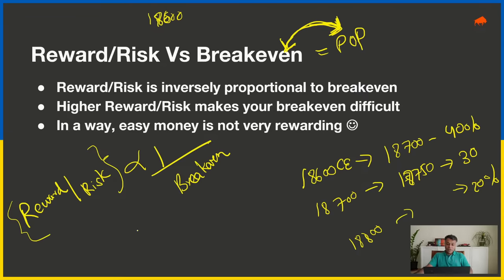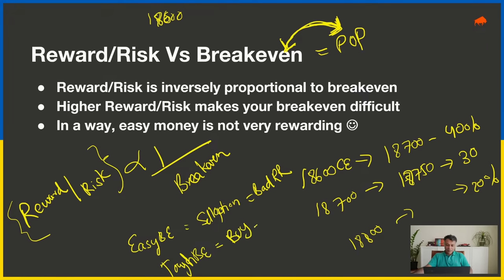So a good reward by risk involves a tougher breakeven. Easy breakeven equal to sell option means bad RR. Reward by risk, not risk by reward, is important. Tough breakeven equal to buy option equal to great RR. Right, so this is also clear. Then we'll move to the next thing.